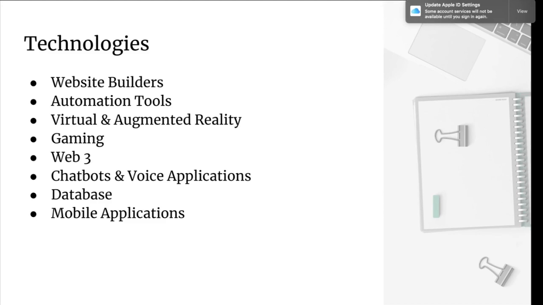If anything has an API, chances are you can automate it. And this is in the no-code space. So there's tools like Zapier, there's tools like Parabola, there's tools like Make that allow you to automate software. Virtual augmented reality experiences, whether we're talking about Snapchat, Instagram, Facebook, or TikTok, you can create augmented reality experiences.